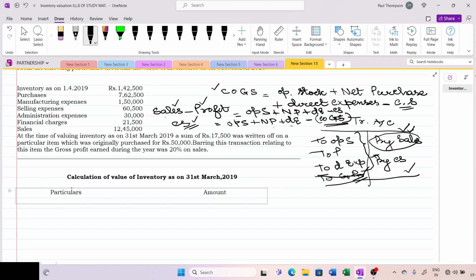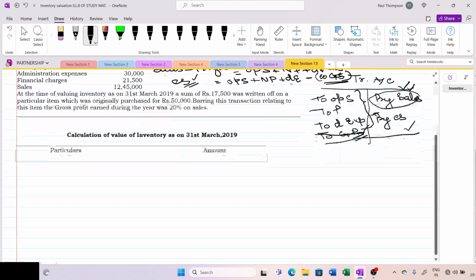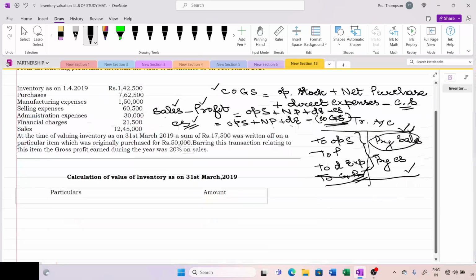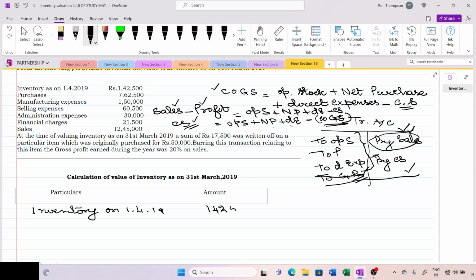So they have given, you have to write like this, calculation of value of inventory as on 31st March 2019. So I am writing here inventory as on. This is your opening inventory on 1/4/19 is 1,42,500. Okay. So now the purchases we have to add. Purchases is 7,62,500.